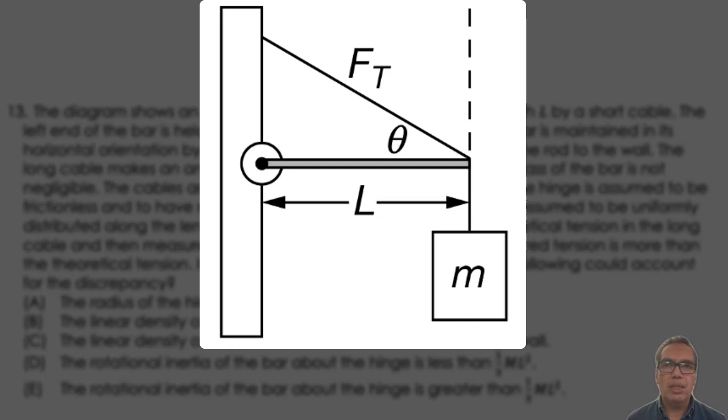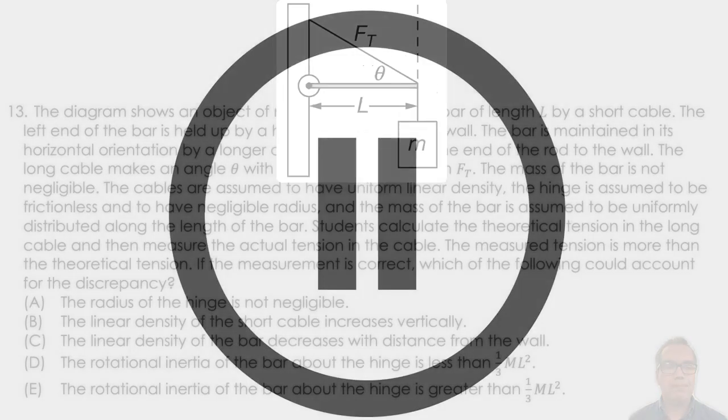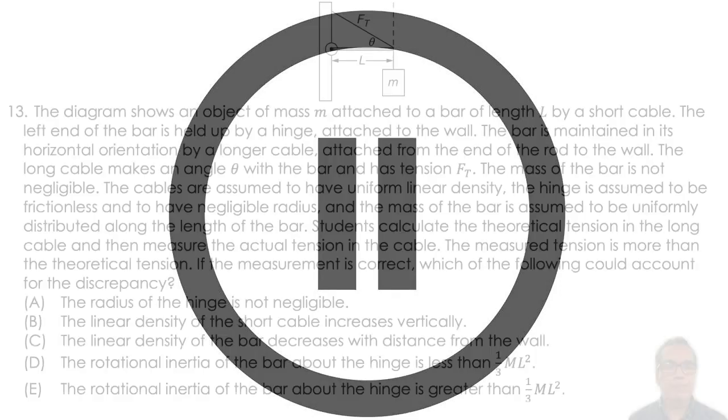Students calculate the theoretical tension in the long cable and then measure the actual tension in the cable. The measured tension is more than the theoretical tension. If the measurement is correct, which of the following could account for the discrepancy? You may pause the video now and attempt an answer of your own.